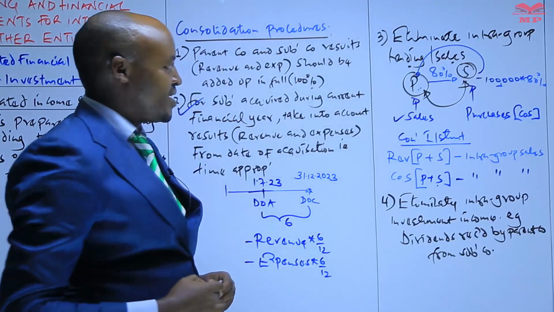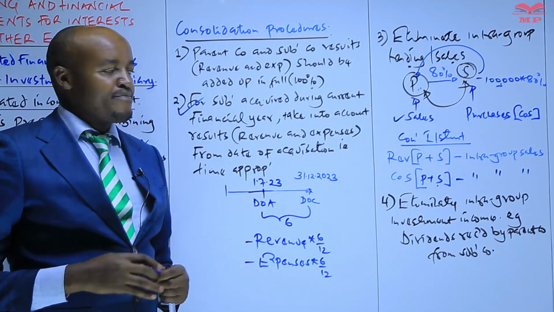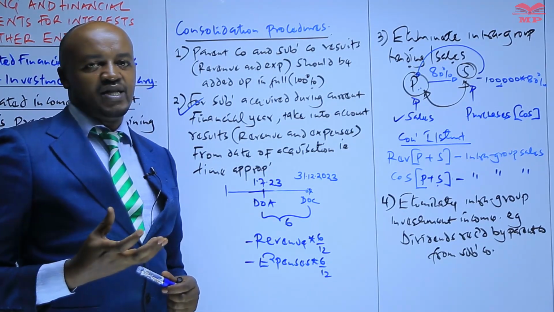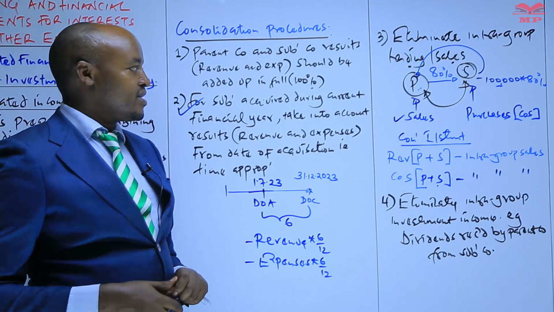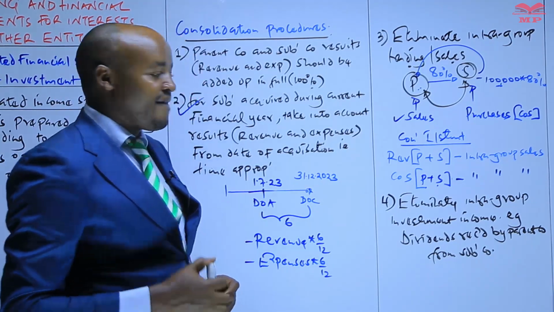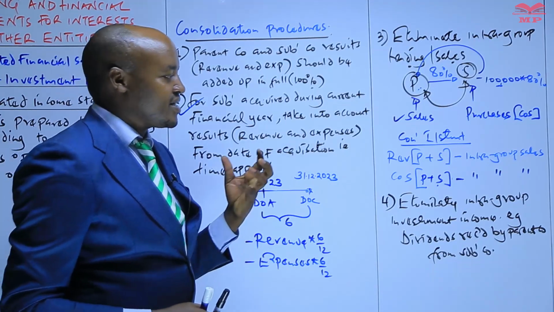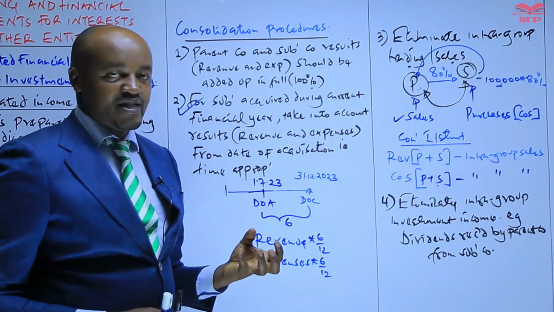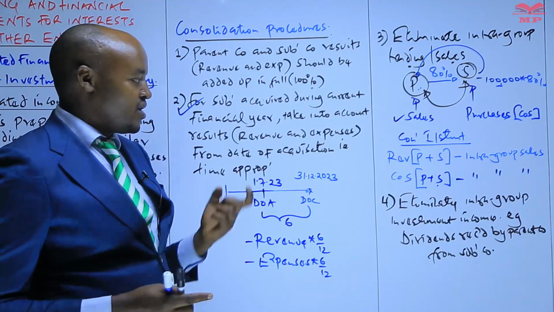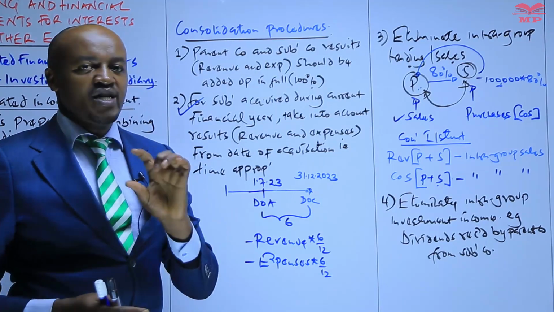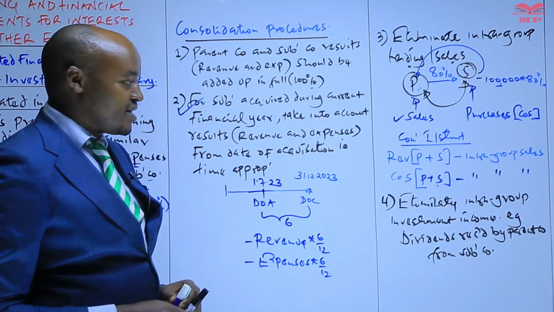So once the parent company receives those particular dividends, the parent company accounts for them as an investment income. But that particular investment income accounted for by the parent company, which are the dividends received from the subsidiary, we say is an investment income generated within the group, and therefore that one should not be included in the consolidated income statement.